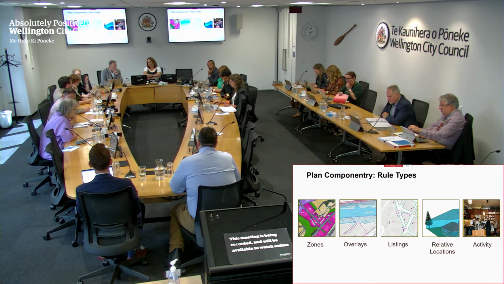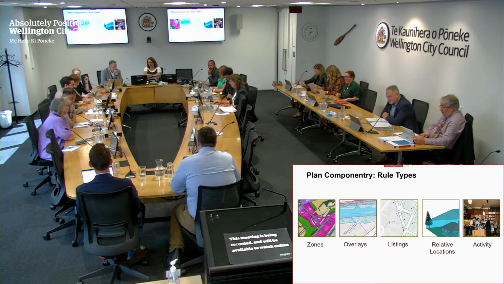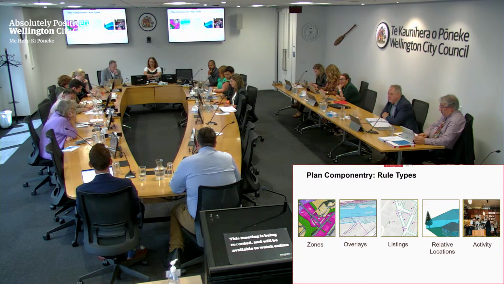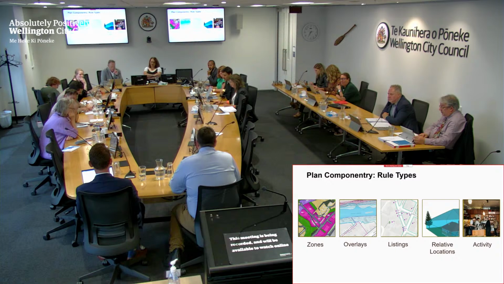You also have listings. These protect specific things within parcels, for example a heritage-listed building, a tree, something like that. You have relative locations, things like those height to boundaries. These are ones that you don't normally see drawn on maps; you work them out site by site. And then you have activity rules. These cover what you can do, so they normally have verbs in them. You can run a shop, or you can live there in a housing zone.